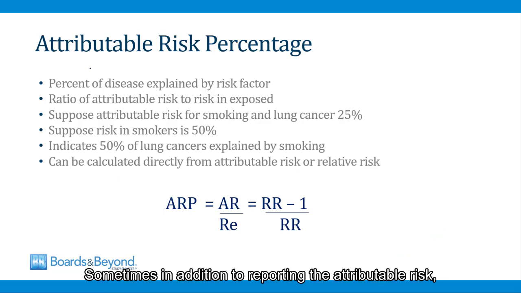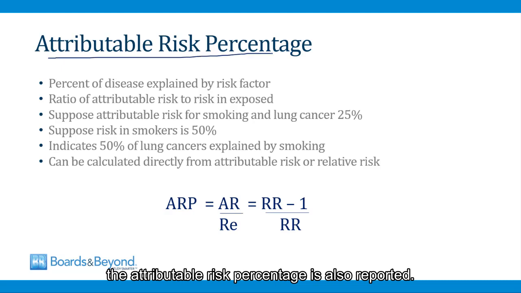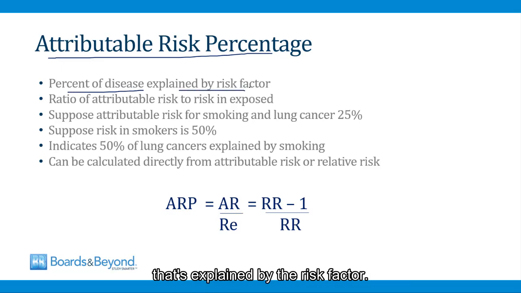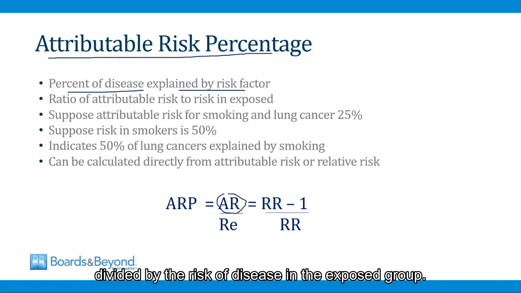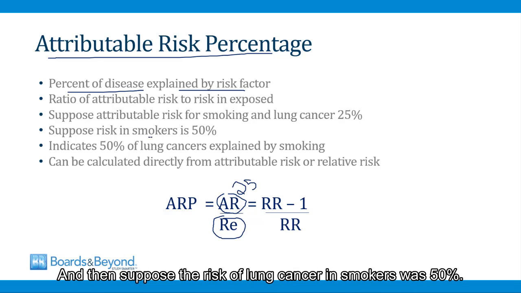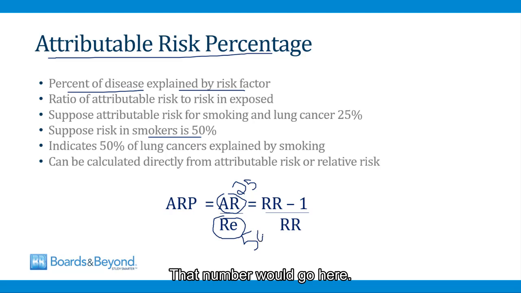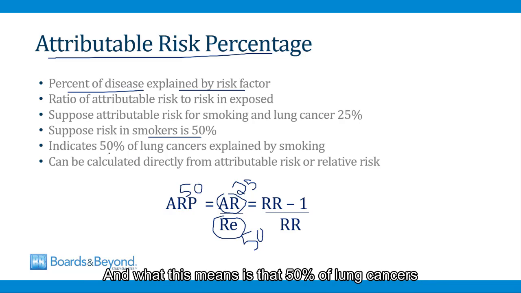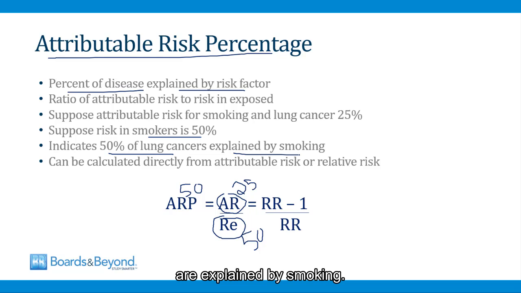Sometimes, in addition to reporting the attributable risk, the attributable risk percentage is also reported. This number represents the percent of disease that's explained by the risk factor. The attributable risk percentage is equal to the attributable risk divided by the risk of disease in the exposed group. So for example, suppose the attributable risk of smoking and lung cancer was 25%, that number would go here. And then suppose the risk of lung cancer in smokers was 50%, that number would go here. This would give us an attributable risk percentage of 50%, and what this means is that 50% of lung cancers are explained by smoking. The other 50% are related to other factors.